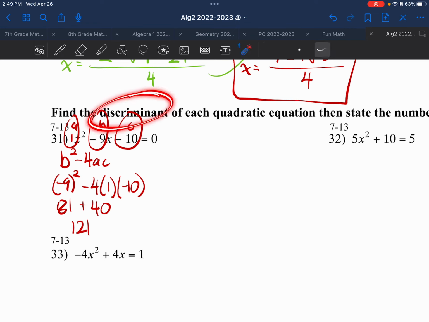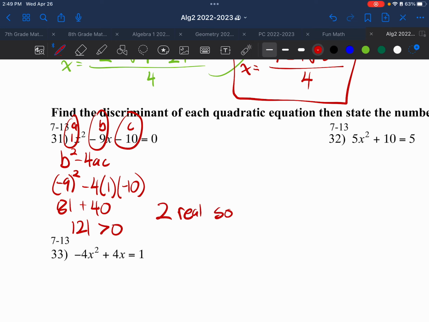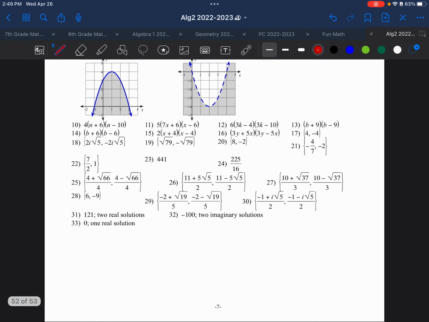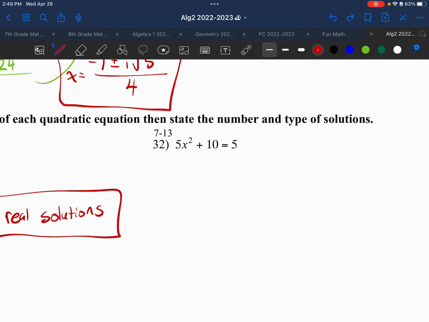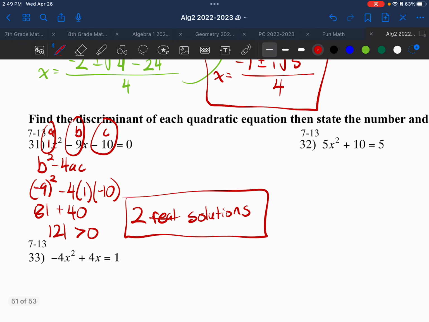The name of this thing is the discriminant. It's the thing that we're asked to find. And the discriminant is greater than 0, and that means that we have 2 real solutions. And often I'll just say 2 solutions. If we assume everything is real, then the answer is just 2 solutions. But I think the back says 2 real solutions, doesn't it? Yeah, it says 2 real solutions. So I'm going to just try to match the back as much as I can. But again, in my class, it's okay to eliminate real like that.